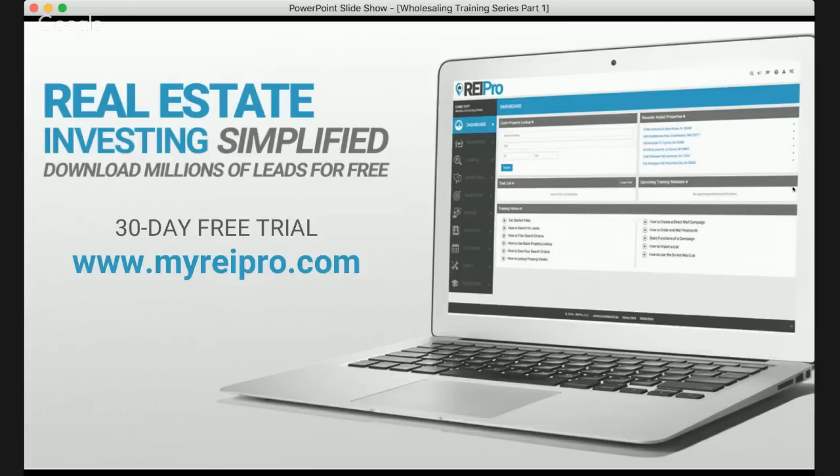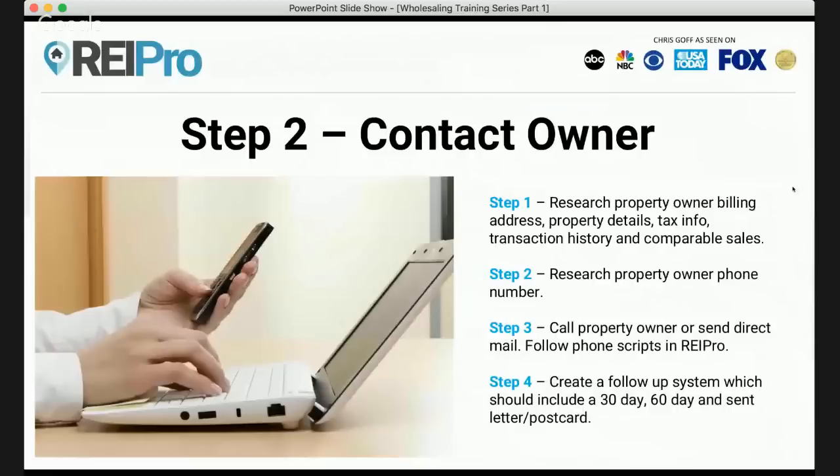This all sounds good, but how do you really put it into play now? And that's where we're going to get in. And then step two, once we find a deal, we need to contact the owner. We could do that in two ways. You can contact them by phone or you can contact them by mail. That's direct mail, a letter or a postcard, something of that nature.